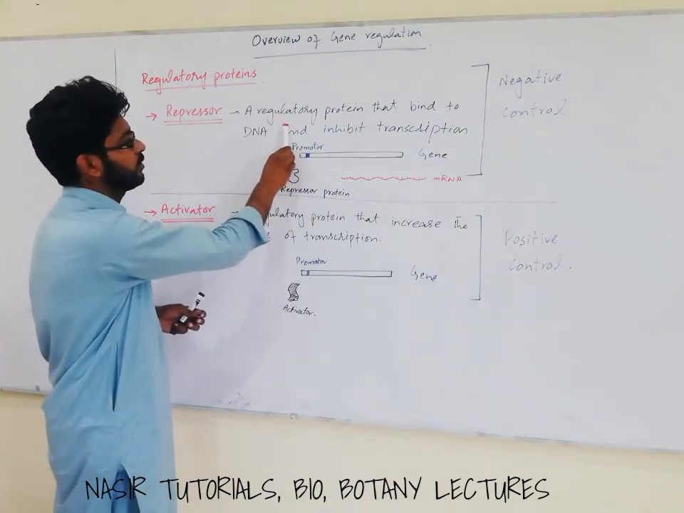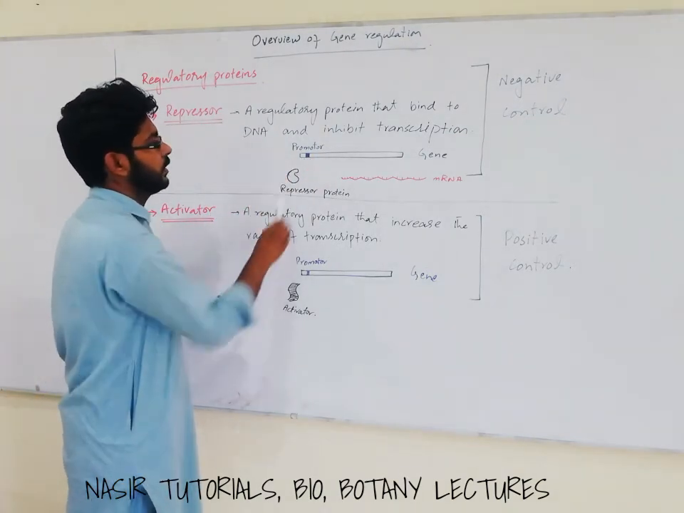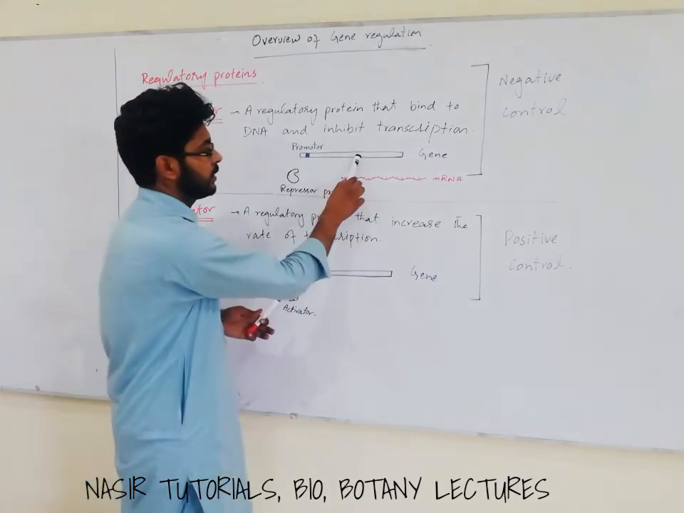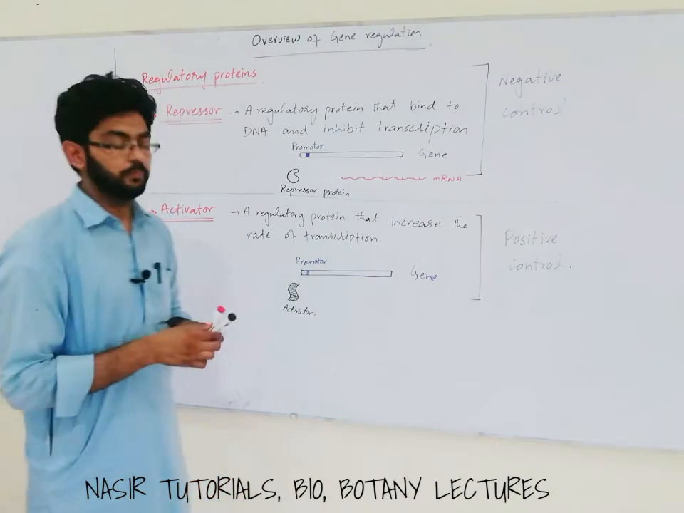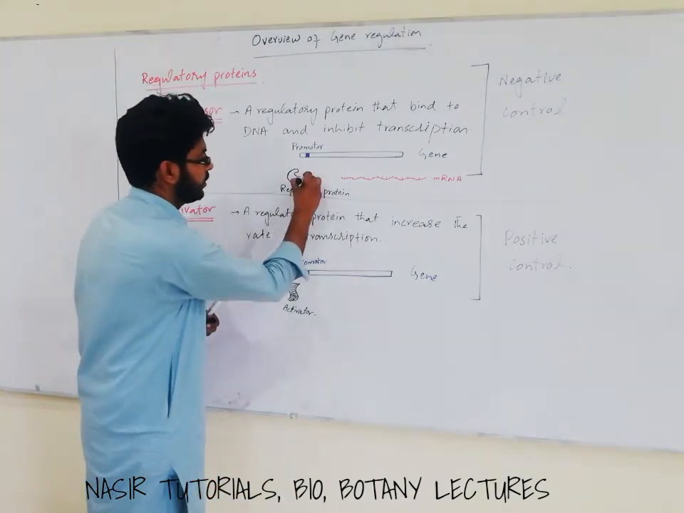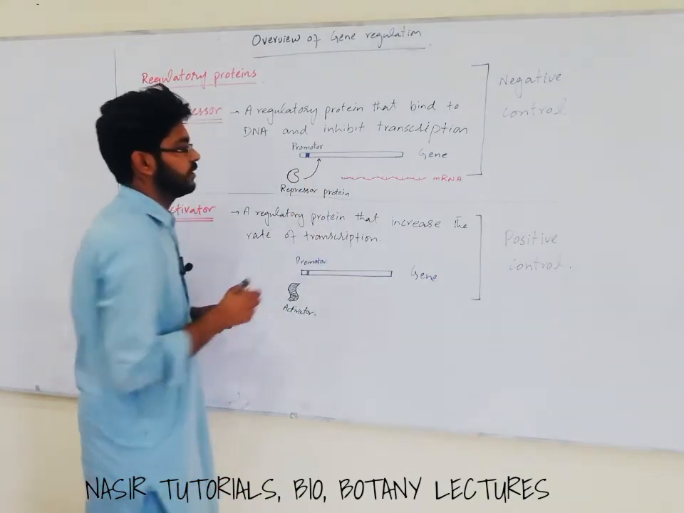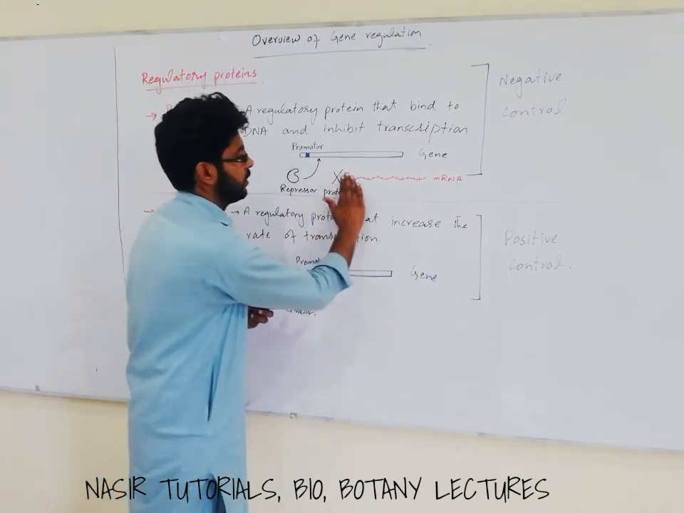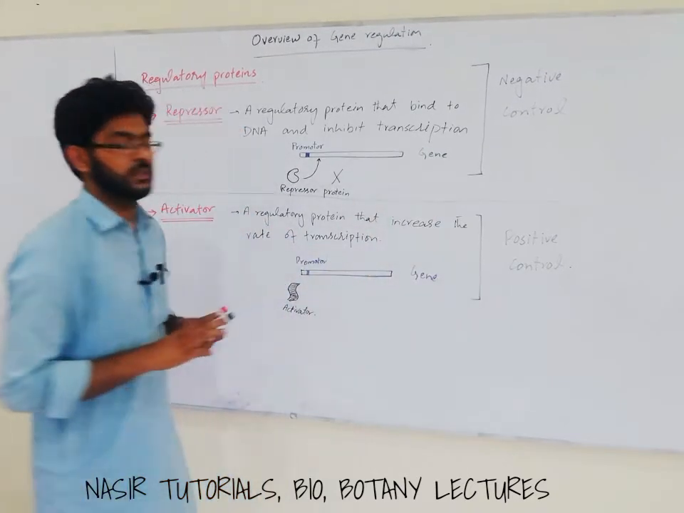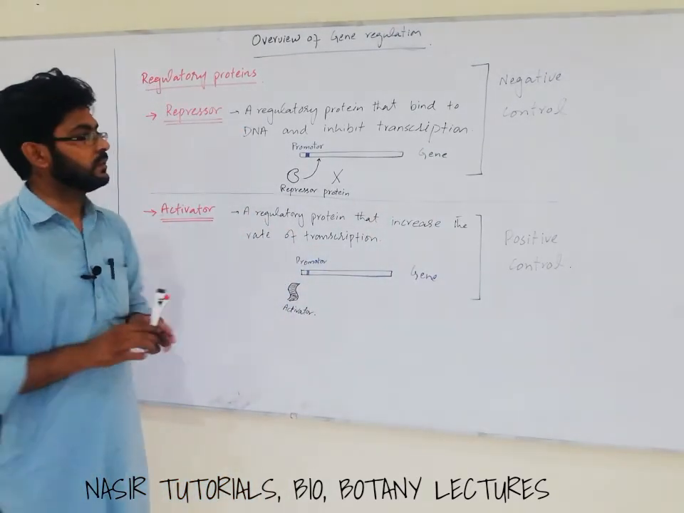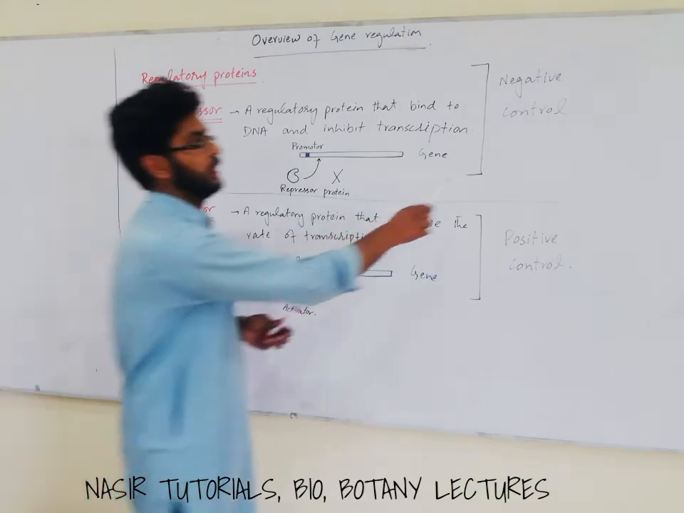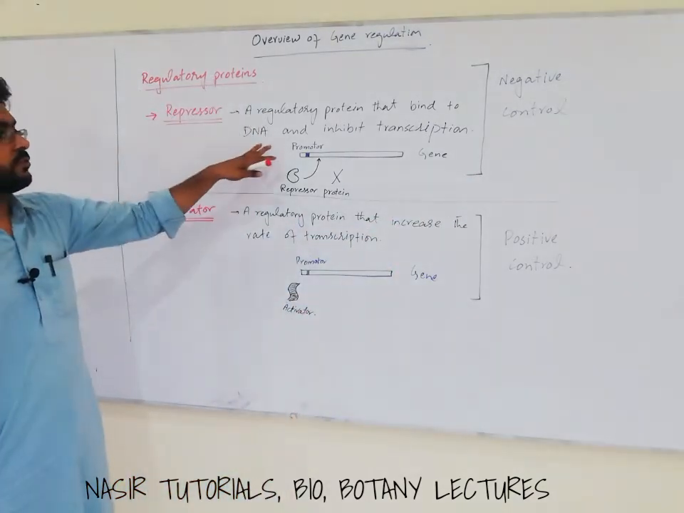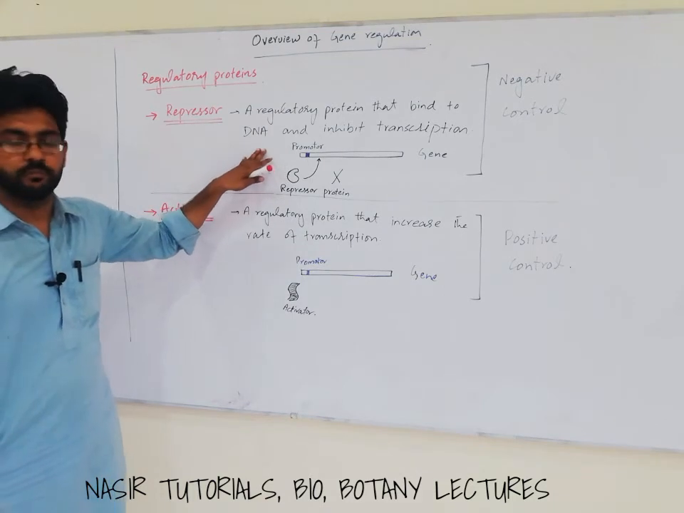Repressors are regulatory proteins that bind to DNA and can inhibit transcription. It means the gene is transcribing messenger RNA, but when the repressor protein binds to the promoter region of the gene, it will stop the transcription and messenger RNA synthesis stops. This control is called negative control, meaning a repressor protein binds to DNA and inhibits transcription.